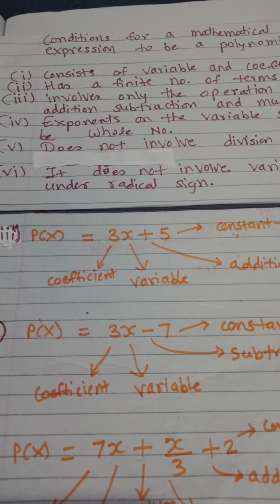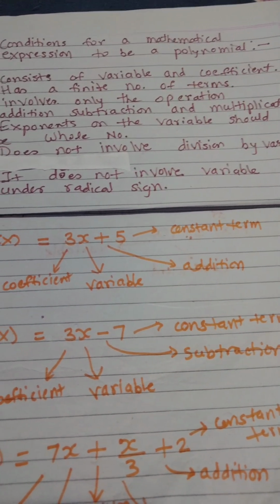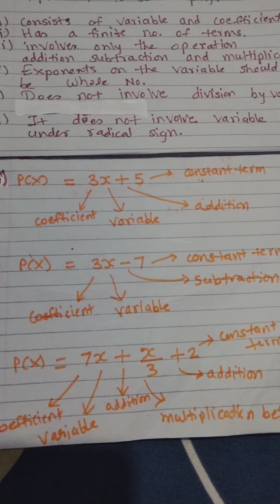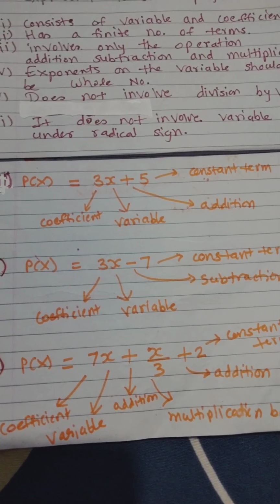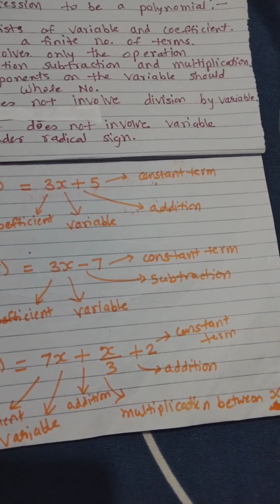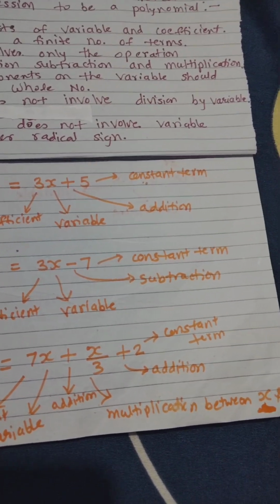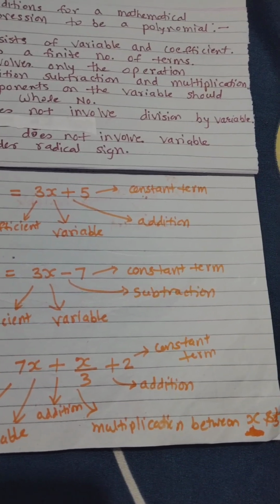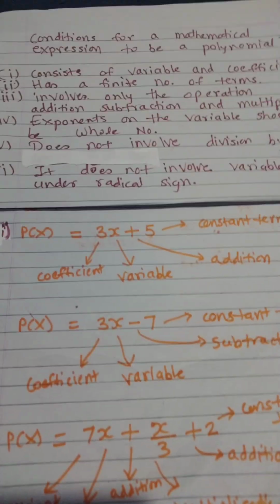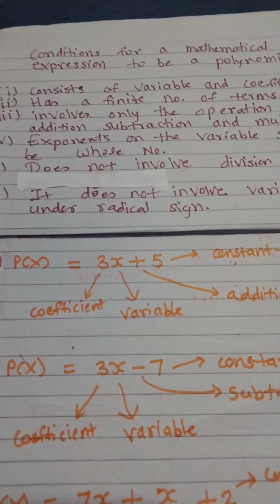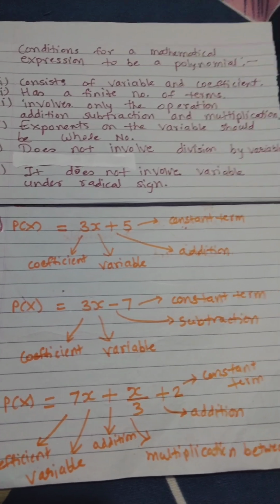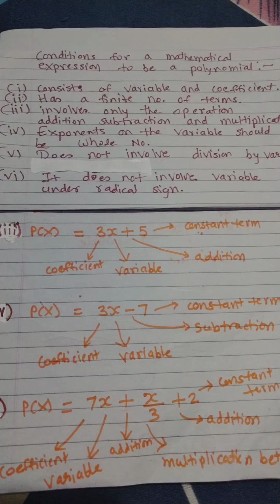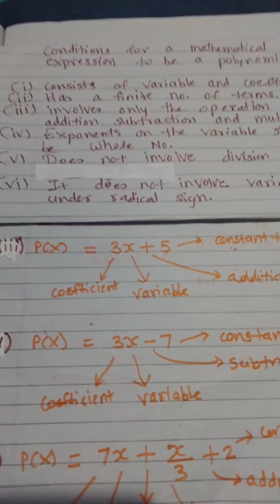It also satisfies the third condition that it involves only the operations of addition, subtraction and multiplication. So there is the addition operation here and also the operation of multiplication, that is 3 is multiplied by x. Here also this x is multiplied by 1 upon 3. There is multiplication between x and 1 upon 3. Now the next condition is that the exponent on the variable should be a whole number. Here there is variable x and its power is 1 here, which is a whole number.